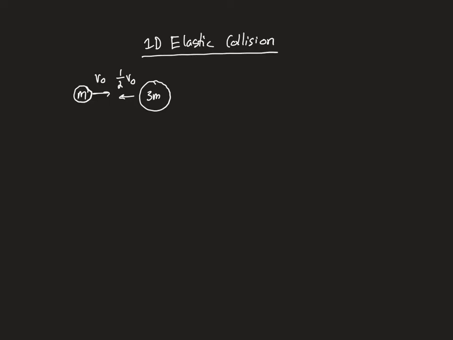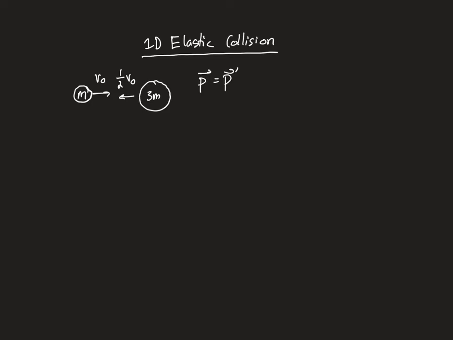Hey everyone, Professor Dustin here, and this video is going to be a quick solution to this one-dimensional elastic collision problem where I have an object of mass m and velocity v0 colliding with an object of mass 3m and a velocity of 1/2 v0 traveling in the other direction.